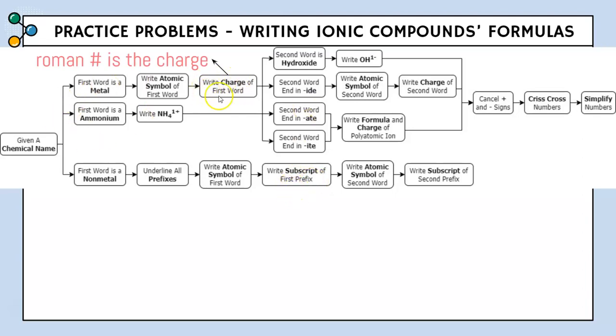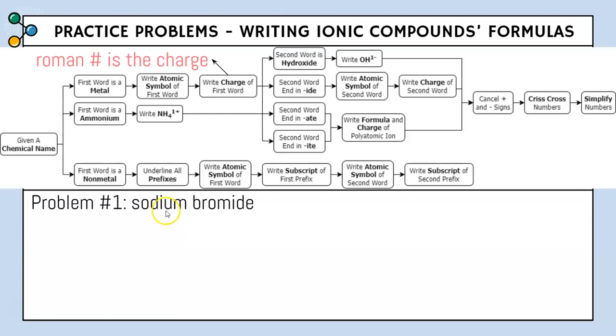Now on your flowchart, find the box that says first charge, right charge of first word. You're going to write the Roman numeral as the charge. All right, so let's go ahead and do problem number 1. We have sodium bromide. So now this time we're looking at words, first word, second word, not boxes like we did last time. So looking at our first word, sodium. Is our first word a metal, ammonium, or nonmetal? We know sodium's a metal, so we're going to write the atomic symbol, which is Na. Then we're going to write the charge of our first word. Now sodium has a +1 charge.